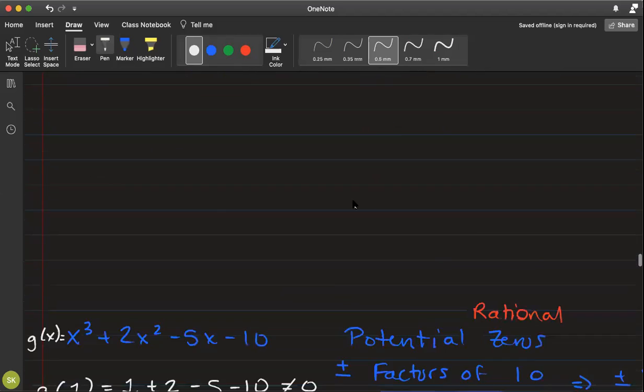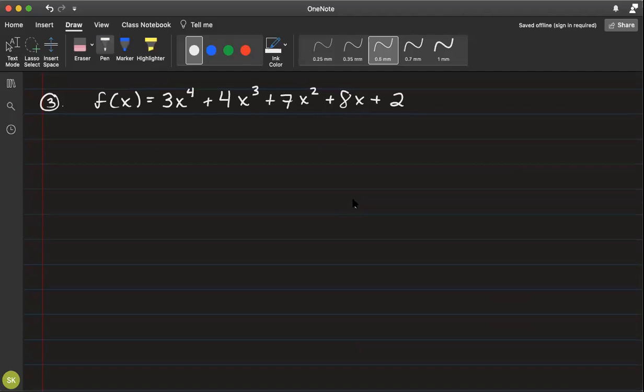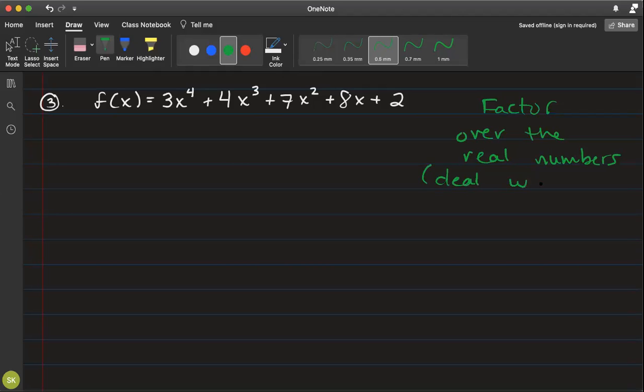Okay, I want to do one more problem and then we'll stop here after this problem. So I have f of x is 3x to the 4th plus 4x cubed plus 7x squared plus 8x plus 2. My goal is to completely factor this, well, as much as I can over the real numbers. It's possible we'll get complex roots, and we'll talk about that later. So factor over the real numbers. In other words, we'll deal with complex roots, if there are any. I'm not saying there are, but complex roots later.